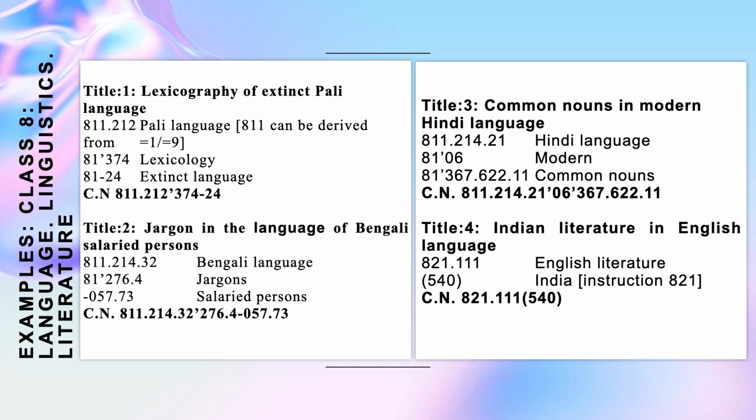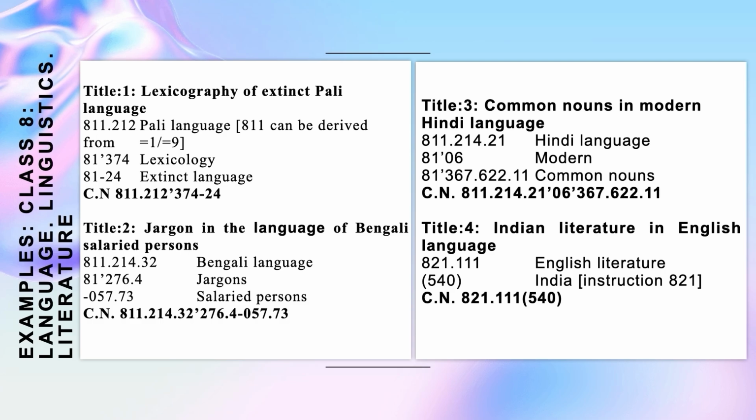Then title 3, common noun in modern Hindi language, 811.214.21 Hindi language, 81'06 modern, that is special auxiliary, and 81'367.622.11 that is common noun. This is also a special auxiliary. So the class number will be 811.214.21'06'367.622.11.